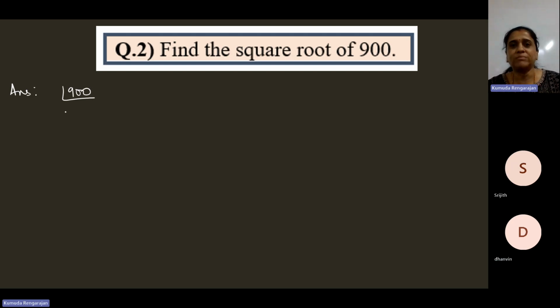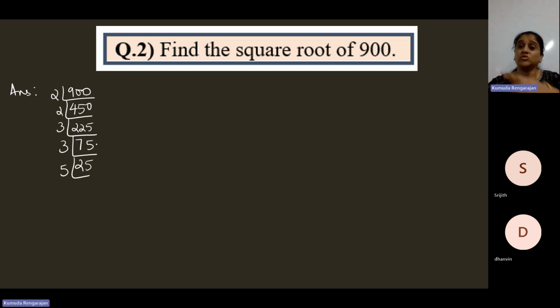Now you must use only prime numbers. So we'll start with 2. 2 450 times. 2 225 times. 3. Okay, it's divisible by 3. 3 7s are 21. 3 5s are 15. Then again 3 25 times. For any, you can use 5 also. Where I've used 3, you can use 5 also, I said. Then 5, 1. All right.